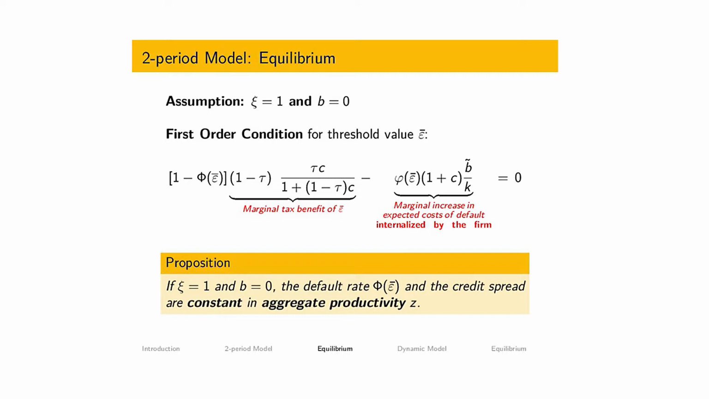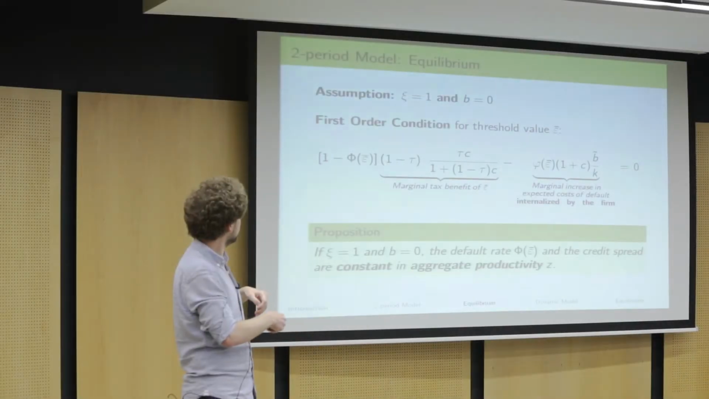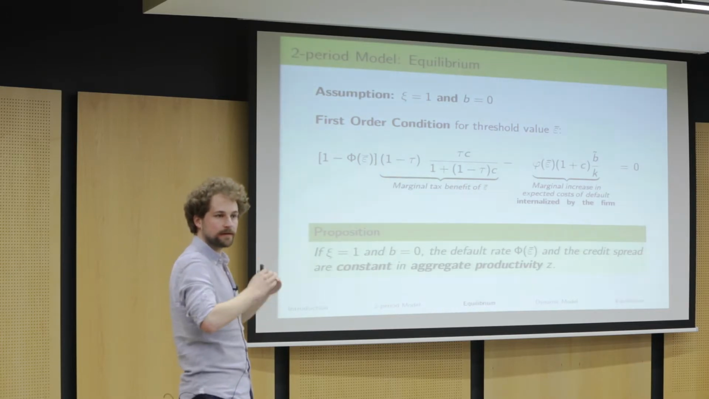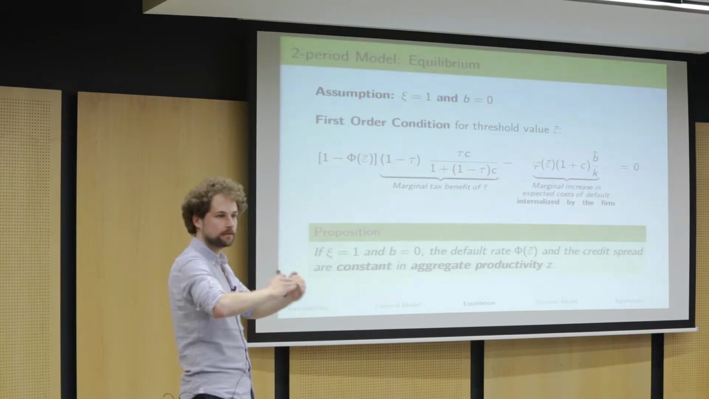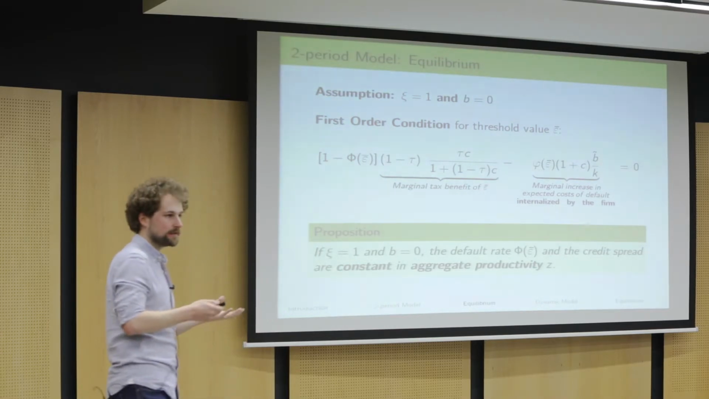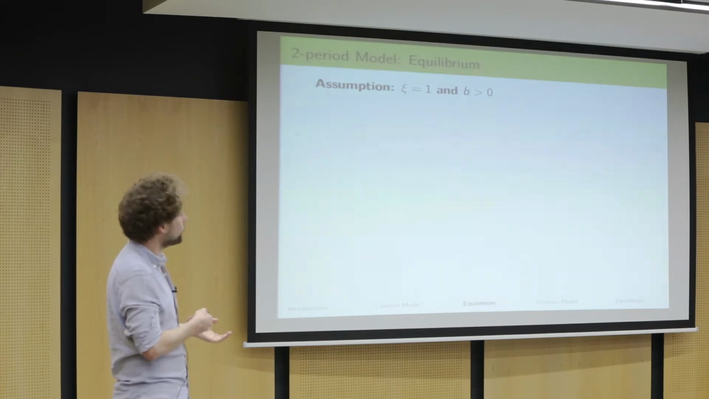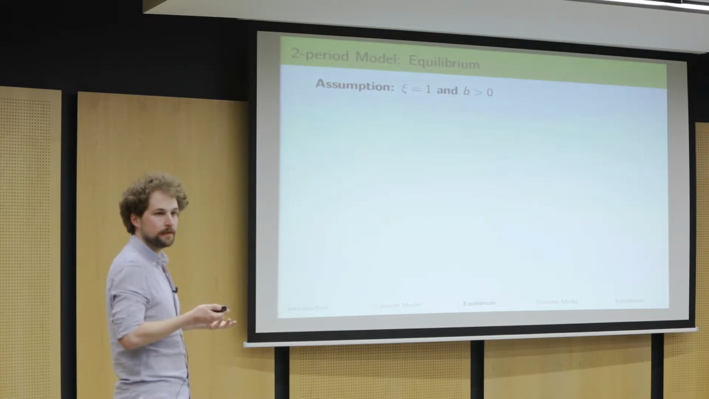So in this model, without long-term debt, the default rate and the credit spread are constant in average productivity Z. So in some sense, they are not cyclical. If you have a boom or not in this two-period model, it doesn't affect leverage and doesn't affect the default rate. So this is our benchmark case where we start from. And this changes once we have some long-term debt in place.